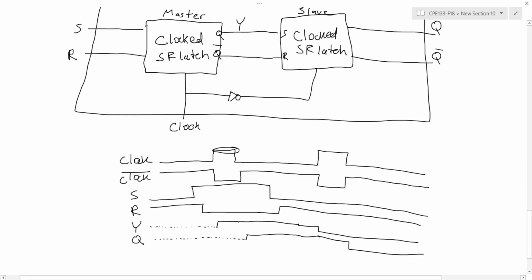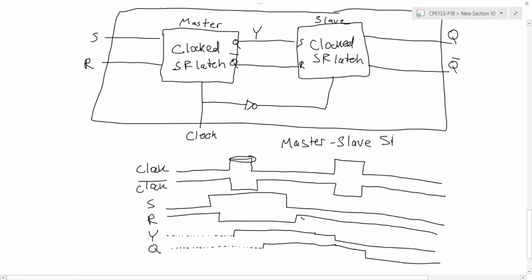So what I've essentially done is build an edge-triggered device with these clocked SR latches. The inputs are essentially read the whole time the clock is high, and then the outputs only change on the falling edge, the 1 to 0 clock transition. And so this particular organization is called a master-slave SR flip-flop.